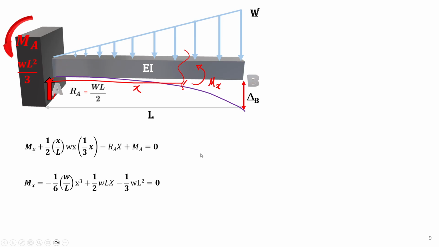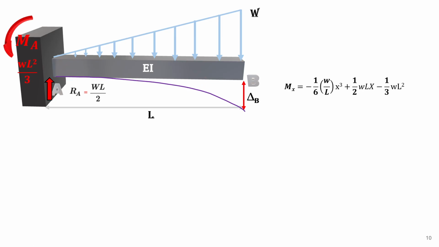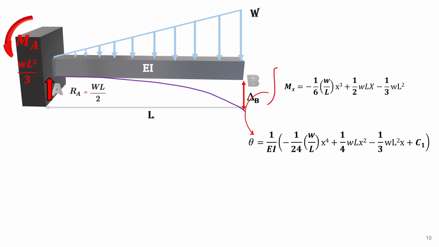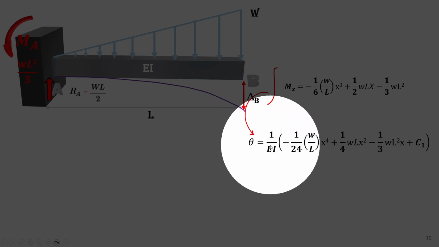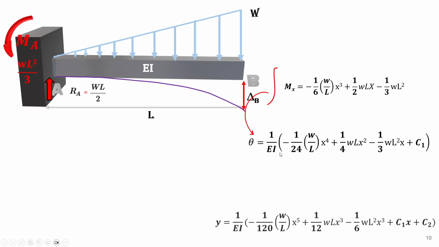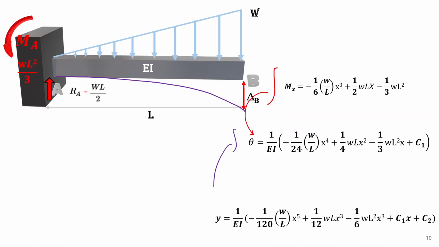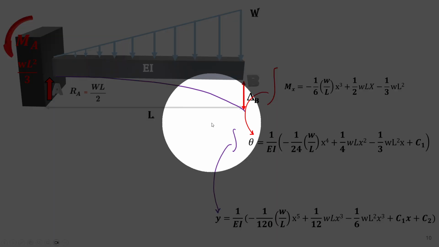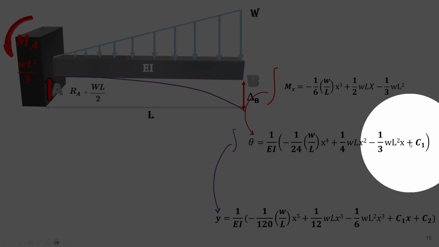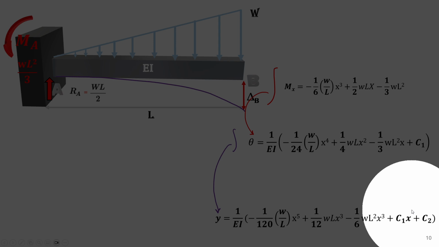As soon as we have our moment equation, we can integrate it twice to get the delta function. The first integration gives us the theta equation, and integrating once more gives us the delta function. Be careful with each integration, because a constant is created.